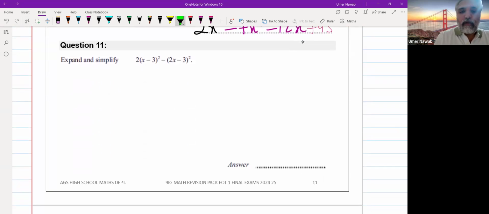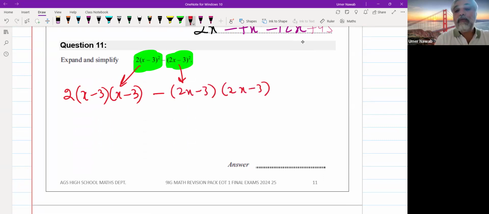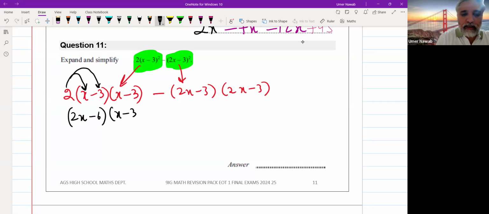One of the extraordinary questions of algebra is in front of you. Why I say this, I will tell you. 2x minus 3, the same bracket will be copied 2 times. Then there is a negative sign. 2x minus 3 and 2x minus 3 will be copied 2 times. The first step is this 2 will step inside one of the brackets. So I'm going to copy 2x negative 6 and copy x minus 3. And then again, I copy the same.